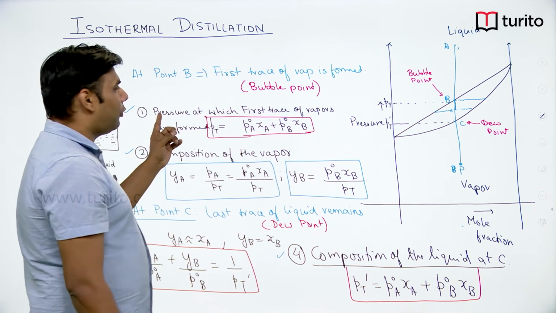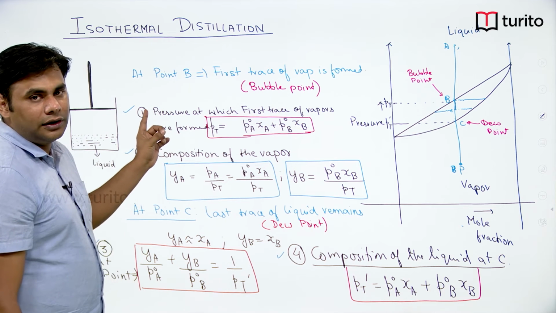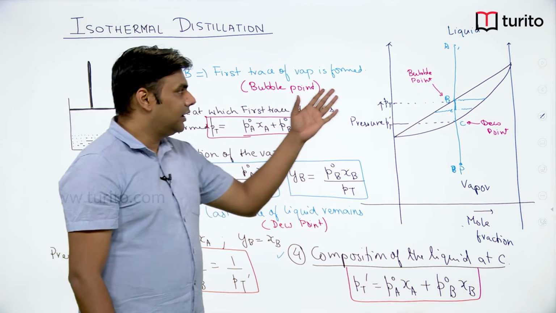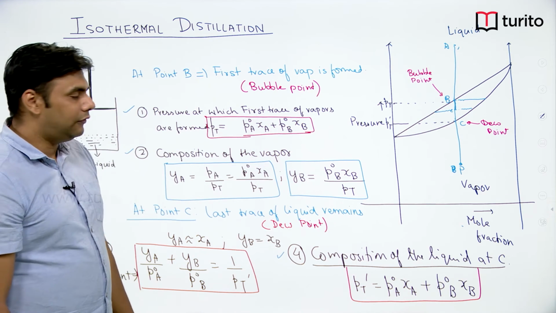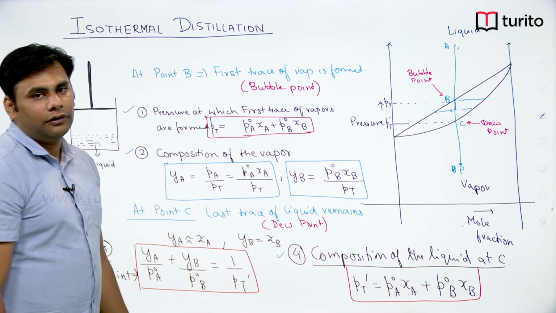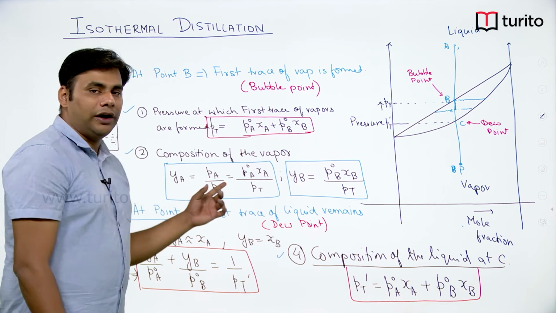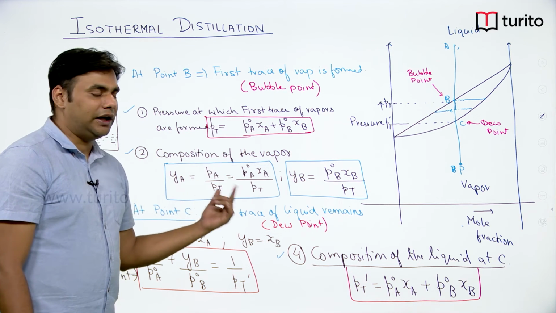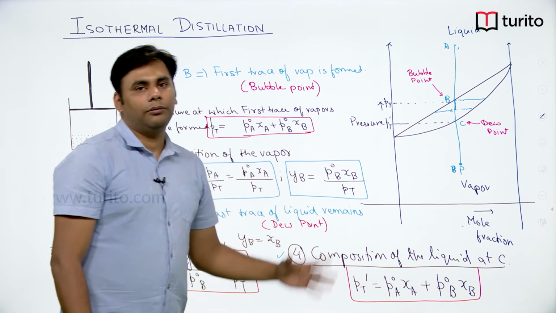So at the bubble point, the total pressure would be P0A XA plus P0B XB, where XA and XB are the mole fractions of A and B in the liquid phase. The composition of vapor at the bubble point would be YA equals PA upon PT, YB equals PB upon PT.